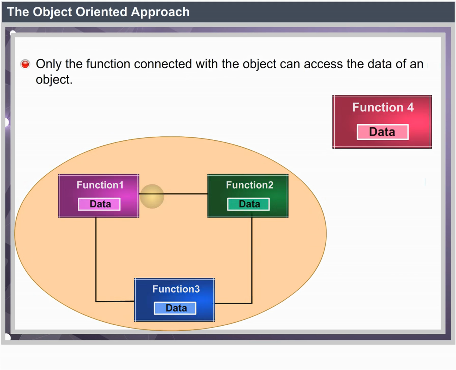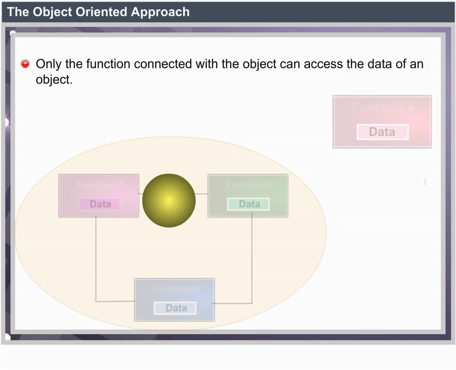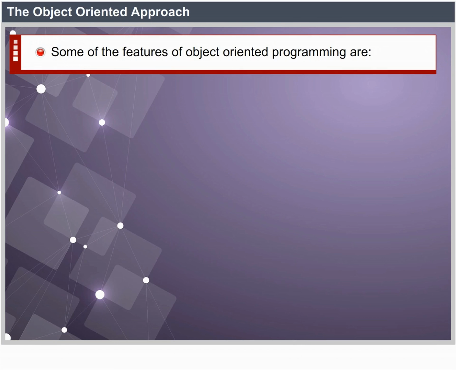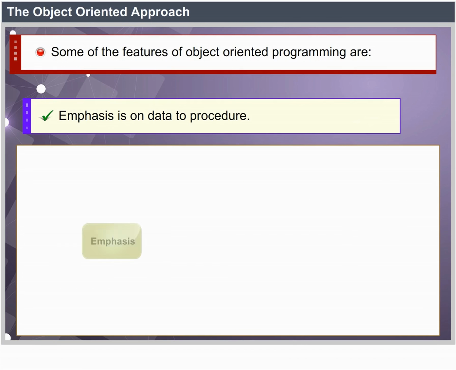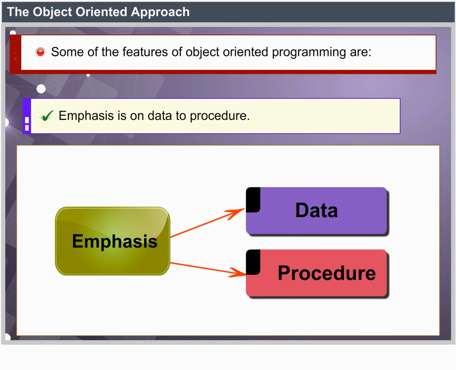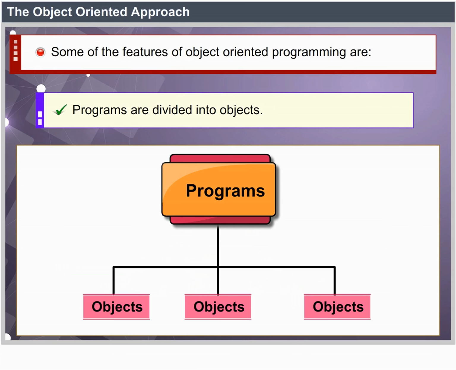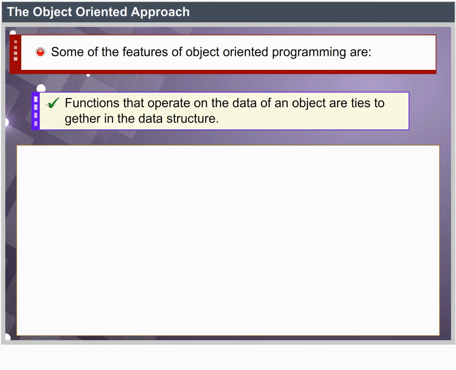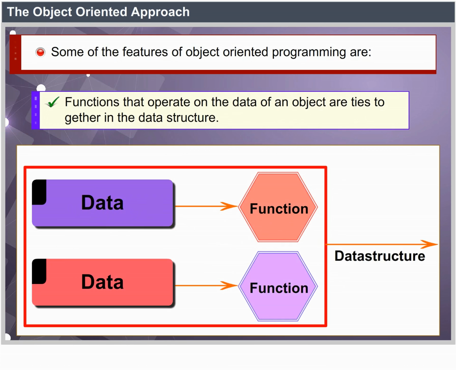The data of an object can be accessed only by the functions associated with that object. However, functions of one object can access the functions of other objects. Some of the features of object-oriented programming are: emphasis is on data rather than procedure. Programs are divided into what are known as objects. Data structures are designed such that they characterize the objects. Functions that operate on the data of an object are tied together in the data structure.